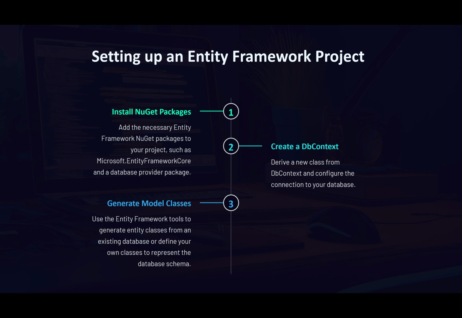Setting up an Entity Framework project. First, we need to install NuGet packages, which is the Microsoft.EntityFrameworkCore NuGet package. Then we need to have a database provider. We can use PostgreSQL with it. Then we need to create a DbContext. We need to derive a new class from DbContext and configure the connection to a database. How can we configure? By giving a connection string with the database name, username, the host we are using, and the password.